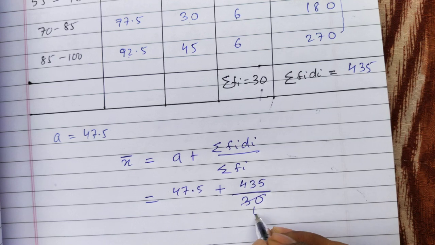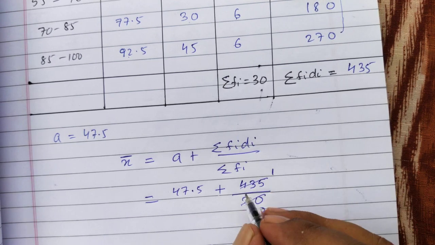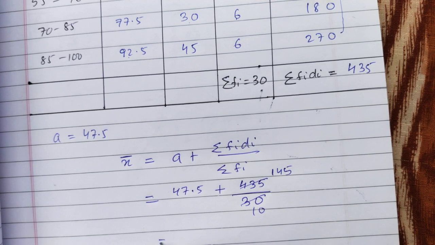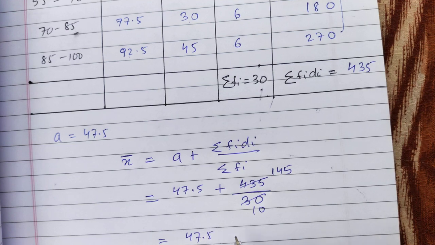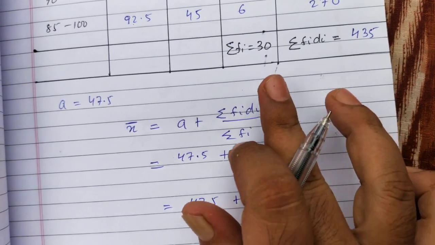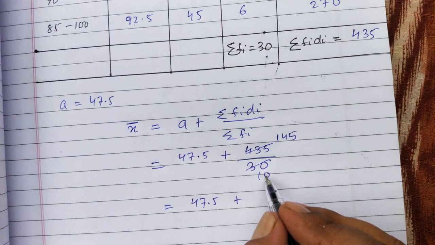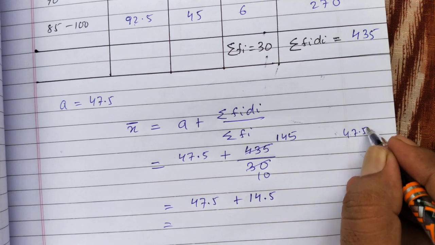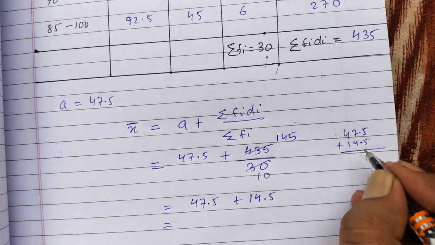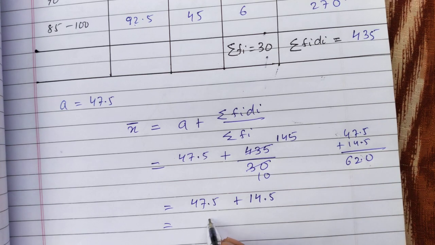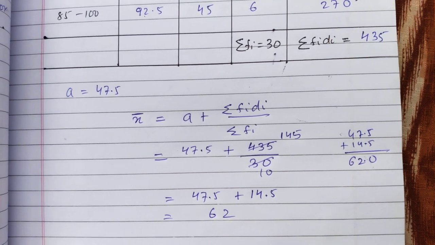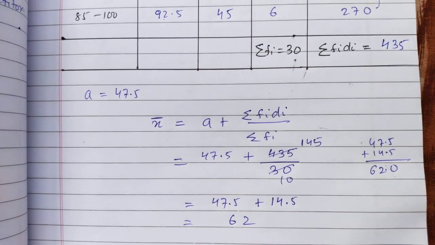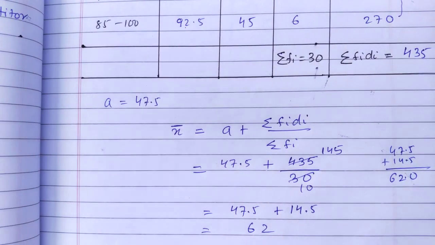So we can cancel by 3. 3 10 times. 3 1 time is 3. 3 4 is 12. 3 5 is 15. So we're getting 47.5 plus 145 by 10. For 10 we can put one decimal, we can write 14.5. Now you add this. We are getting 62.0. It means we are getting 62. So when you use the assumed mean method also we are getting 62. So only the formula is different, okay?